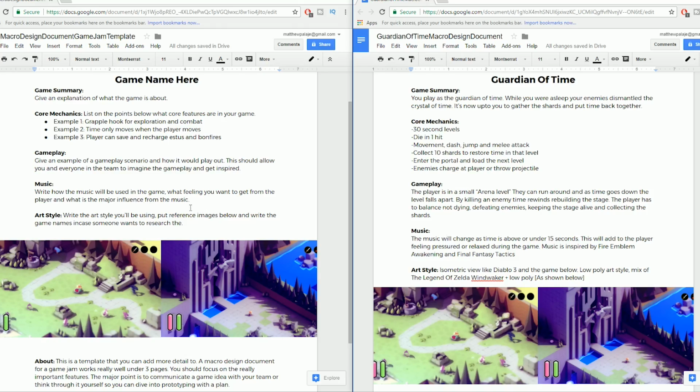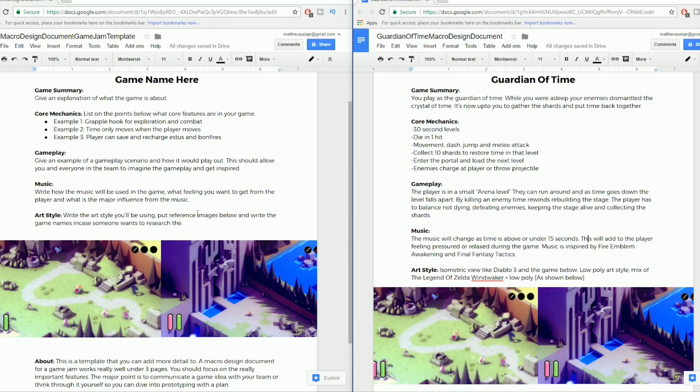So how the music will be used is, in my example here, really important, because the music will change if time is above or under 15 seconds. In some games, music may not be as important, but in this game it is. The reason why, which is also very important, is that this will add to the player feeling pressured or relaxed during the game. So that's my reason, and that's how I want the player to feel.